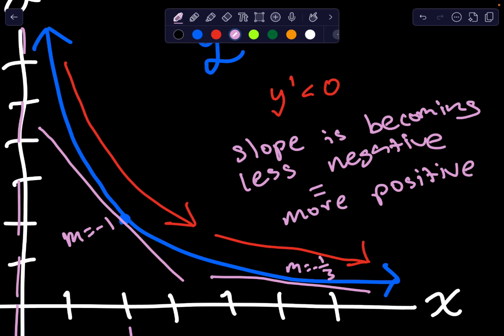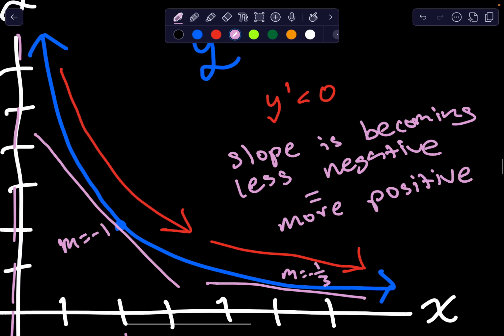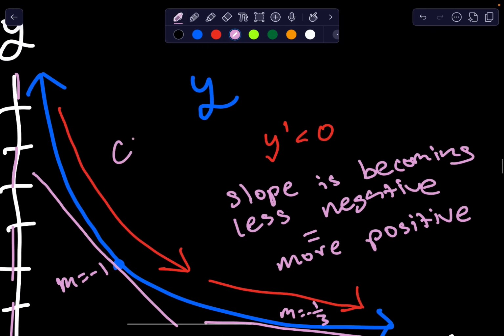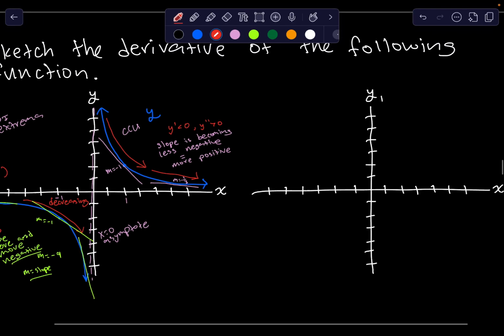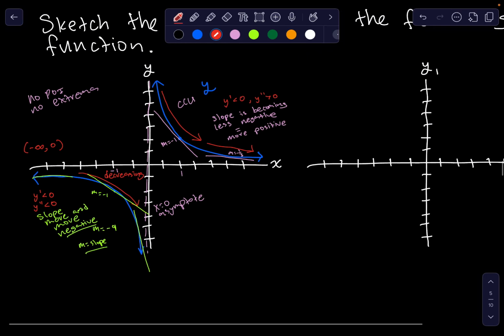We're getting closer and closer to a slope of 0, which wouldn't happen on this graph, but basically closer to a positive slope, which means right here we are concave up. And what does that mean in terms of derivatives? That means the derivative of our derivative, in other words y double prime, is greater than 0 here. Now that we have all this information, we could do our derivative graph. So let's start from the left.